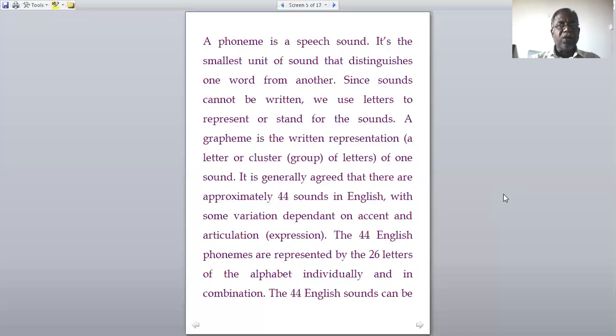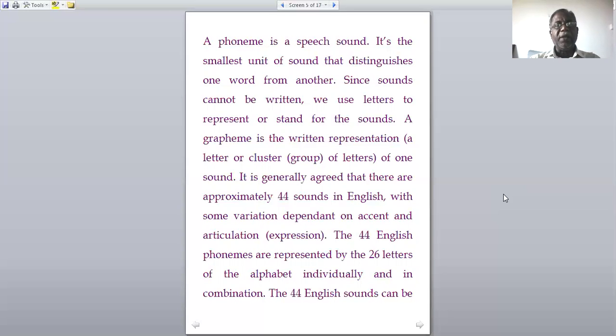How do you distinguish one word from another, for example cat and mat? C-A-T, cat; mat. How do you distinguish cat? It's an animal. Mat is not an animal; it's a non-being thing. Cat is a being thing. See the difference between being and non-being things. It seems the same sound system, whereas the meaning is different. So a phoneme is a speech sound, the smallest unit of sound that distinguishes or differentiates one word from another.